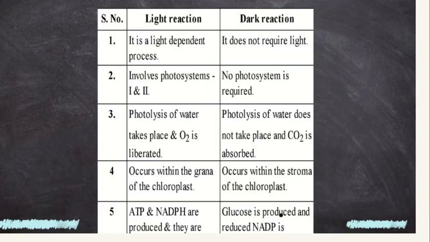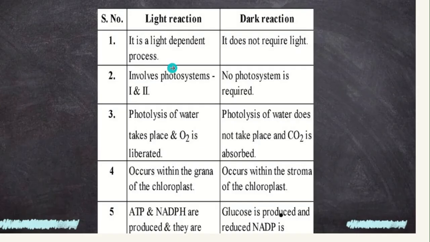Now we have two stages. We have our light dependent reaction, and then we have our light independent reaction. So basically, this is the light reaction, meaning that it is light dependent. Then the dark reaction does not require light, and basically it means that this is independent. So it's light independent over here and light dependent over here.